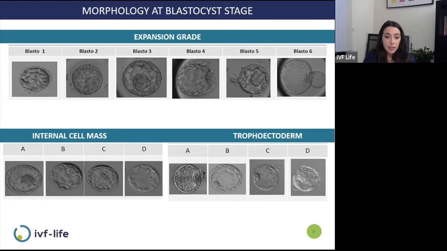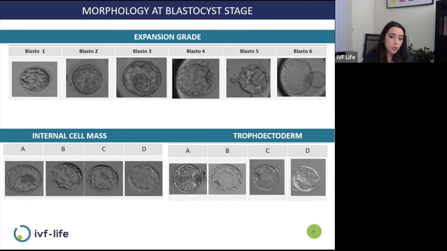Then for the inner cell mass and trophectoderm, we use letters going from A for the best quality to D for the worst. In our lab, embryos graded as A or B will always be transferred or cryopreserved, and embryos with a grade D will be discarded. In the C category, there will be a wide range of subcategories, and the final decision may vary.